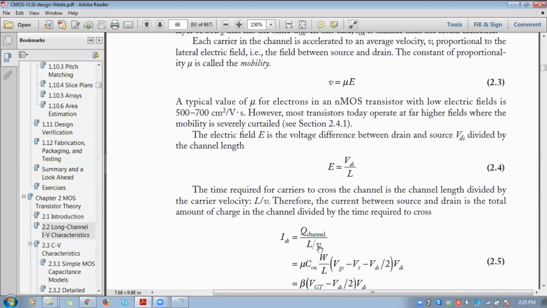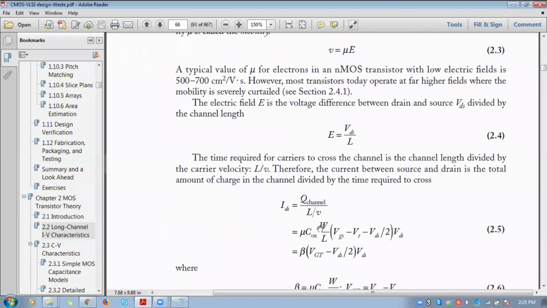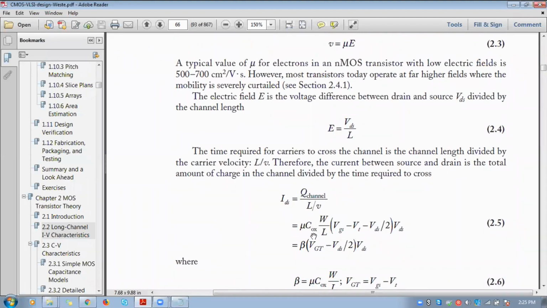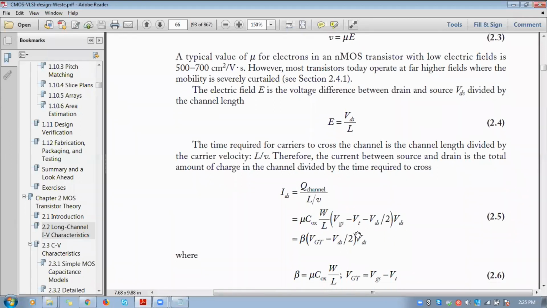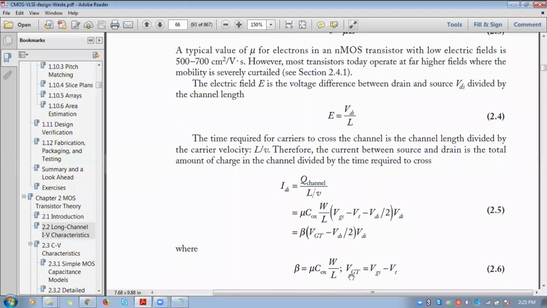Time equals L divided by velocity, where L is the distance traveled by the electron. And you can rearrange the equation. You will get the equation like this: beta into (VGS minus VT minus VDS by 2) into VDS. Here they are replacing VGS minus VT by VGT, so that's why the equation is modified like this. If you wish, you can substitute this, otherwise not required. So beta into (VGS minus VT minus VDS by 2) into VDS is the expression for output current in the linear region.